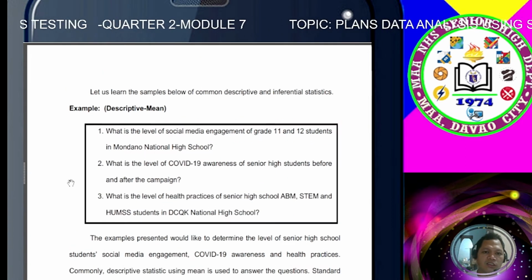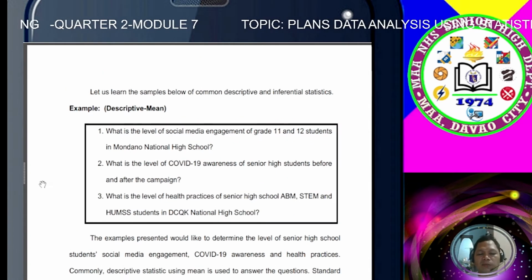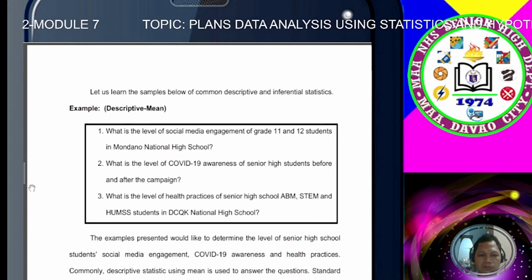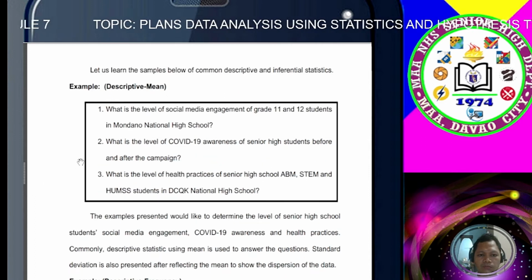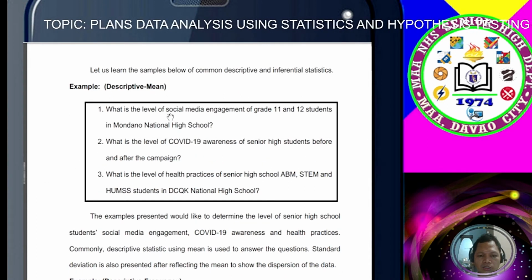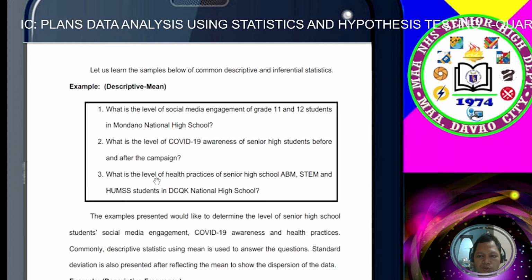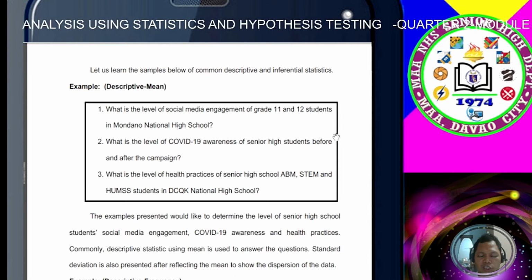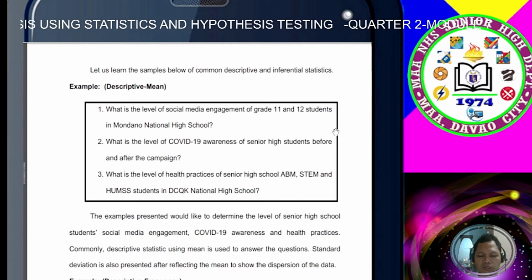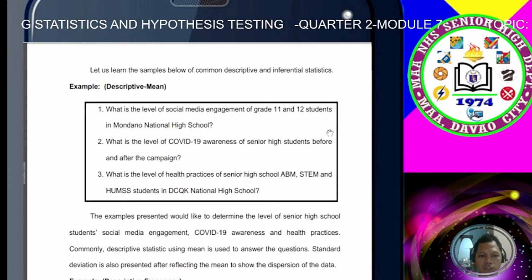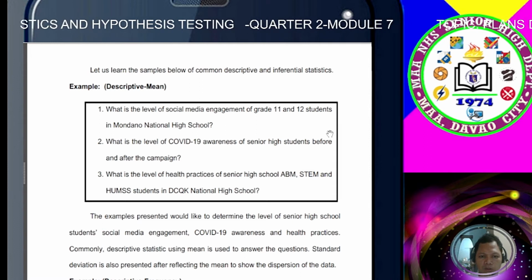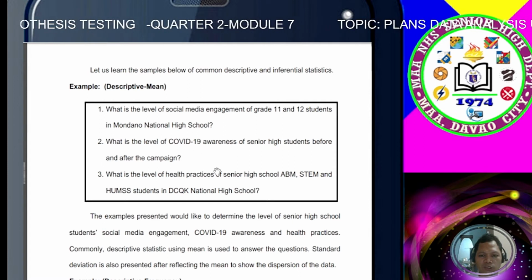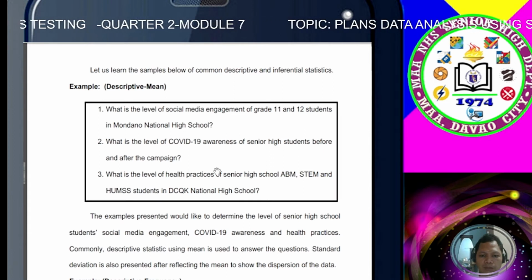Okay, so let us learn examples below of common descriptive and inferential statistics. Example, descriptive: mean. Here are your research questions. Example, we have here: what is the level of social media engagement of grade 11 and grade 12 students in Mundano National High School? Then number 2: what is the level of COVID-19 awareness of senior high school students before and after the campaign?